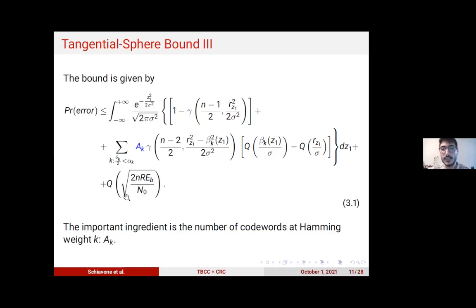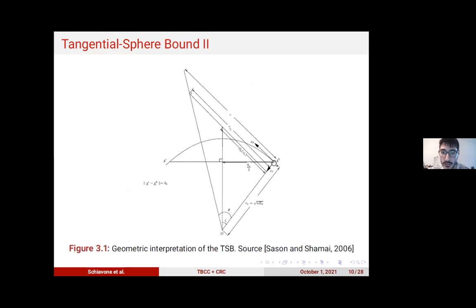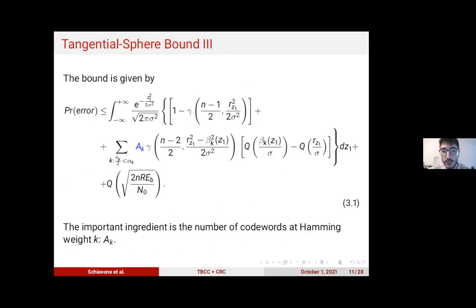And this last term outside of the integral wasn't considered in the first version of Poltyrev's tangential sphere bound. It's just a case in which the noise component is so strong that we are on the other side of the cone. But if you don't use it, this is a really minor contribution.